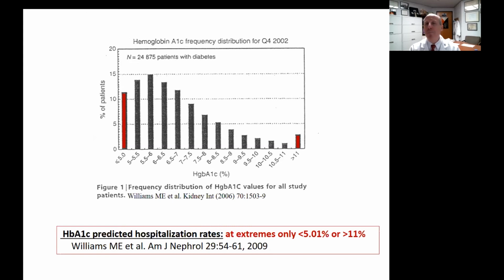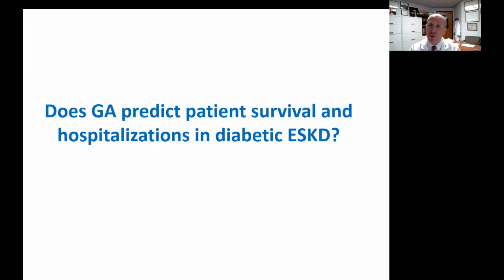It is markedly lower than it should be because of shortened red cell survival. It's impacted by anemia and erythropoietin dosing, and it is not predictive of outcomes, and none of us have the ability to rapidly adjust for 20 factors.